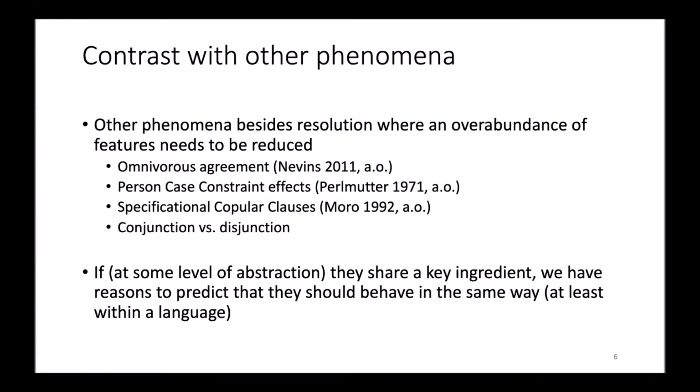So the first line of argumentation contrasts with other phenomena. By other phenomena here, I mean just other phenomena where, similarly to resolution, we're dealing with some kind of overabundance of features that need to be reduced. And examples of such phenomena could be omnivorous agreement, could be person case constraint effects, perhaps also specificational copular clauses, or even within coordination, we could contrast conjunction and disjunction.